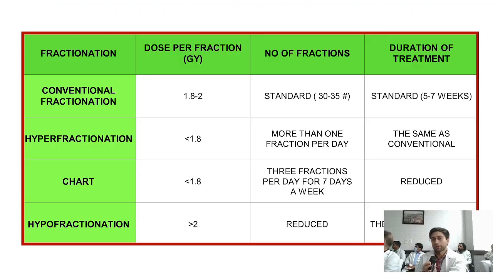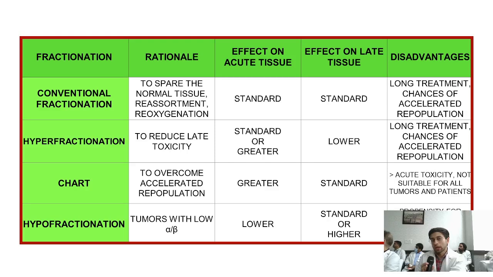If I compare the types of fractionation, we can see that for conventional and hyperfractionation, the duration of treatment is kind of similar. But if we try to reduce the duration of treatment in CHART, we are actually reducing the dose per fraction because we are giving more fractions per day. But if we compare it with the hypofractionation, the time duration is kind of similar or reduced, but the dose per fraction is actually increased. And this actually helps us to figure out the disadvantages of different types of fractionation.